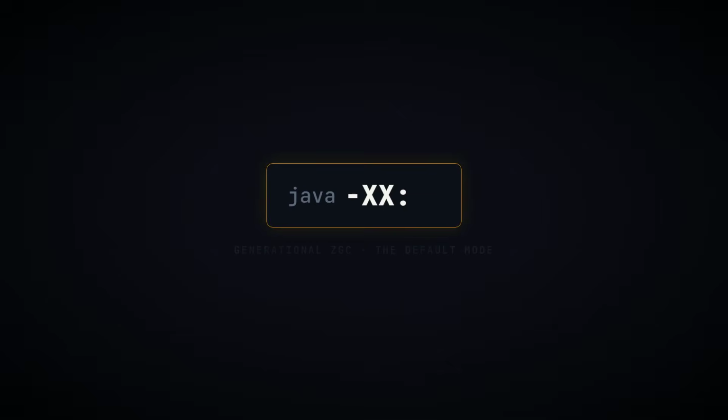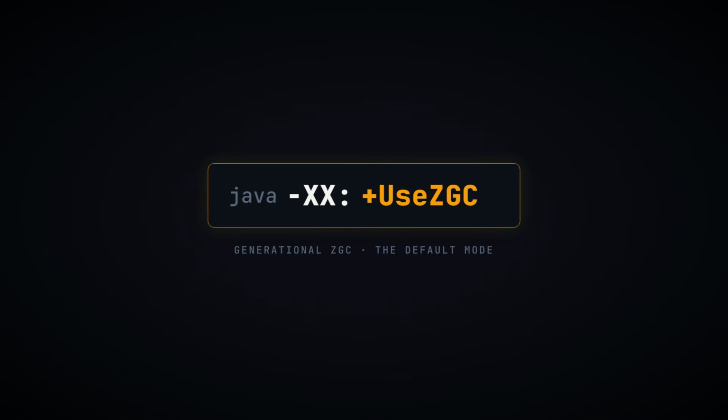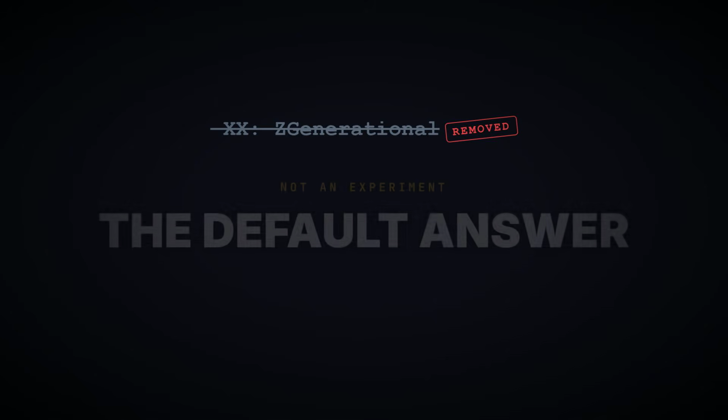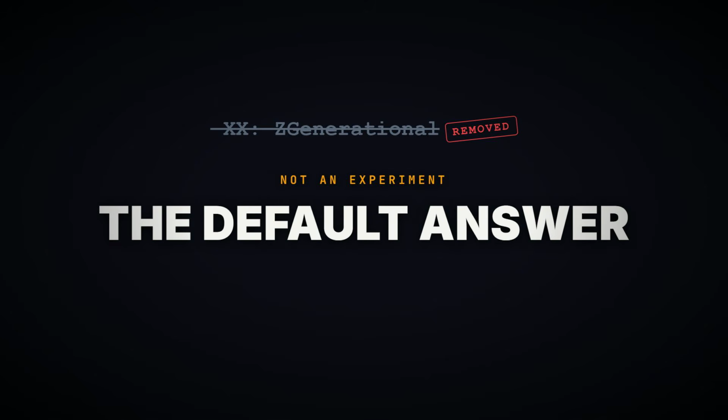In modern Java, you don't even fight for this anymore. You flag it on, the flag you see on screen, and the generational version of ZGC is now the standard mode. The older non-generational one was deprecated and removed. This is the default answer now, not an experiment.